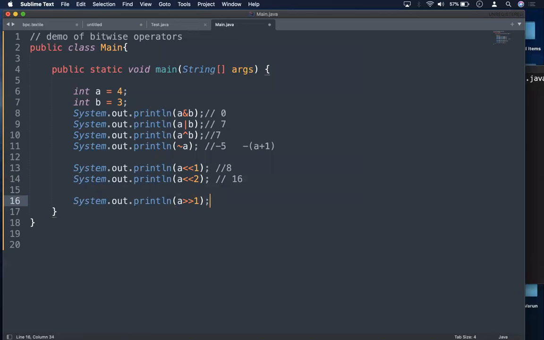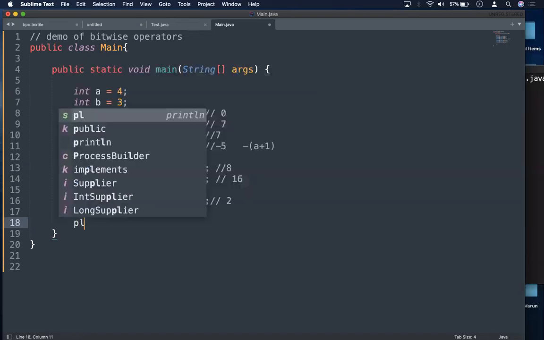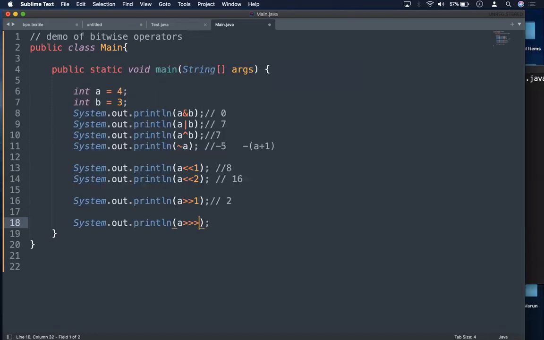Here the a value is 4 because I am not assigning it to a again, so the a value is still 4 only. A right shift by 1 will then become 2. Even if you do a right shift with the 0 fill, it is going to be 2 only, because it's already positive and a positive number will always come. Let's check by running this code.